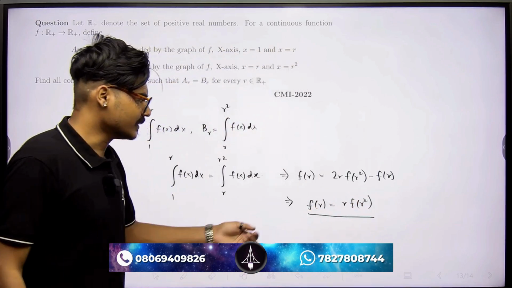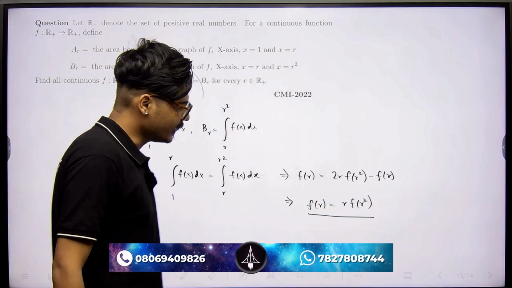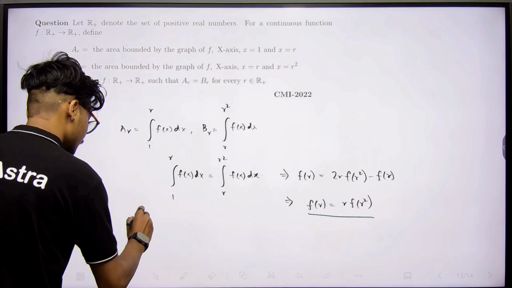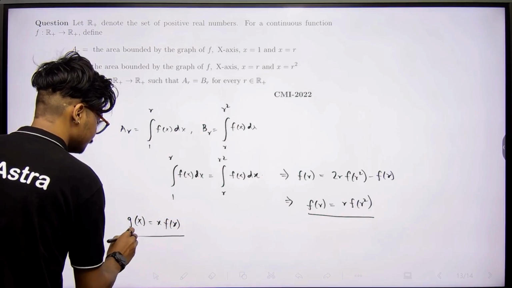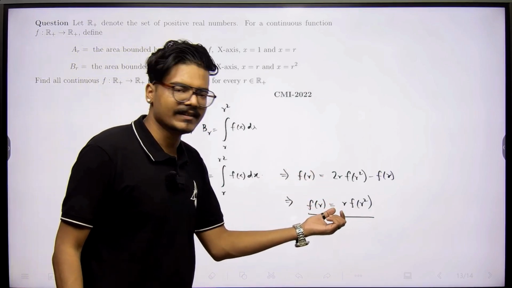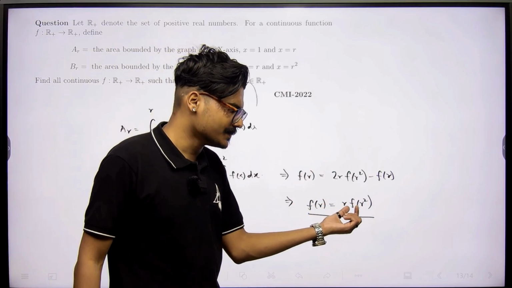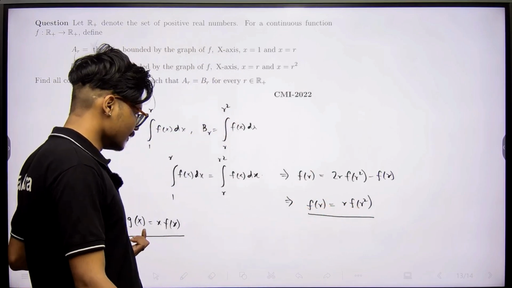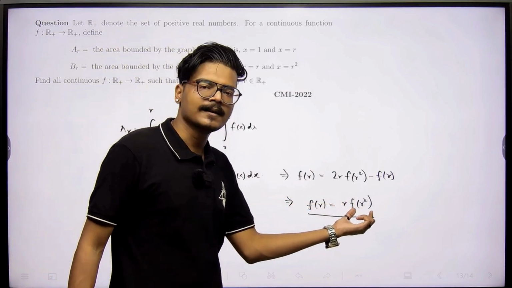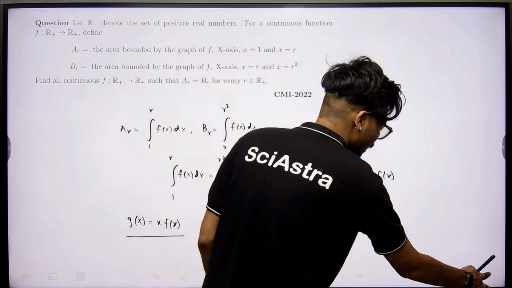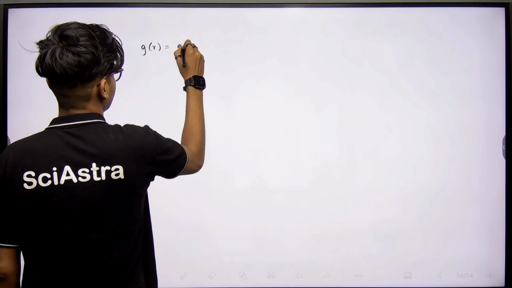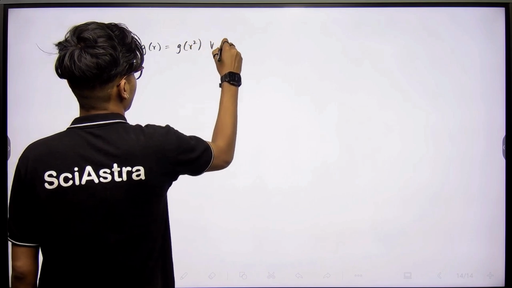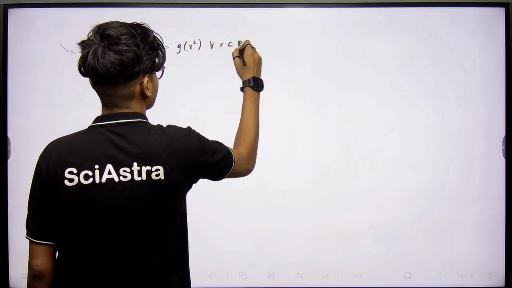Now this functional equation seems a little hard to solve. So what we can do is define a new function g(x), which is just x f(x). Now since we are dealing with positive real numbers, we can multiply both sides by r. The left hand side is just going to be g(r), whereas the right hand side turns out to be g(r²). So now our functional equation looks like g(r) = g(r²) for every r in R plus.